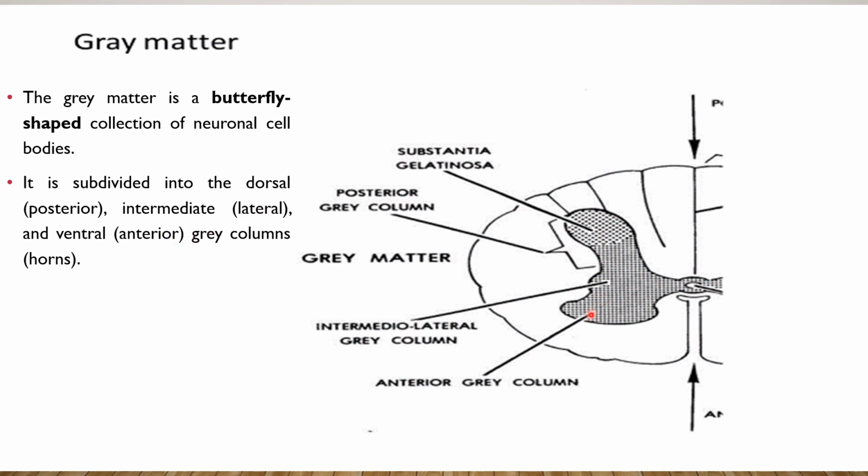Here you can see the different columns or horns of grey matter. This is the posterior grey column or posterior grey horn. This is the intermediate lateral grey horn or column. This is the anterior grey horn or column.